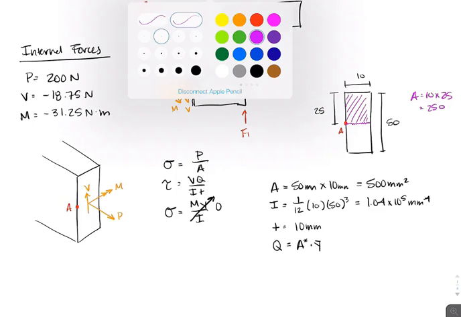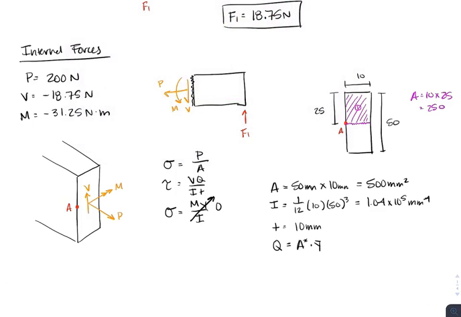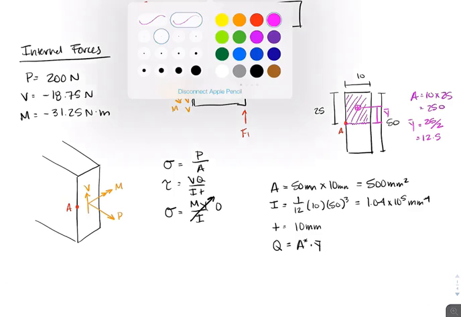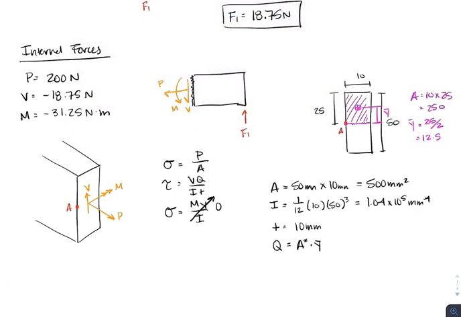And then our y bar in this case is going to be the centroid of this section. It's going to be the distance from that to the centroid of the current section, which is at 25 millimeters. So our y bar is just going to be 25 divided by 2, which is 12.5. If you multiply those two values together, you'll get a Q equal to 3125 millimeters to the third.